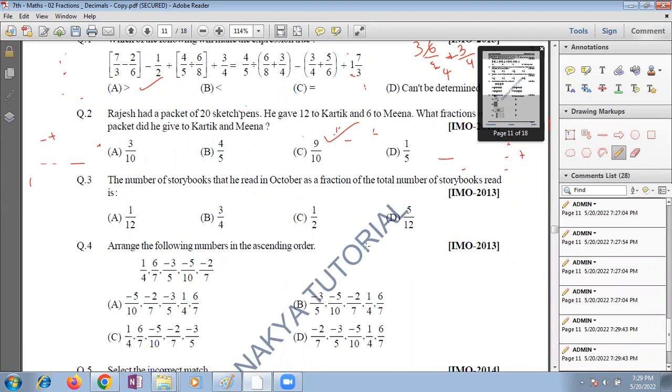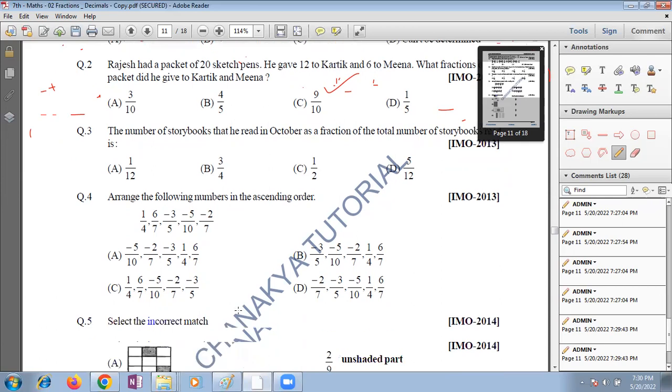We can't simplify 31. The number of storybooks that he read in October as a fraction of total number of storybooks read is. Even I feel something is missing in the question. Okay, leave question number 3 for now.